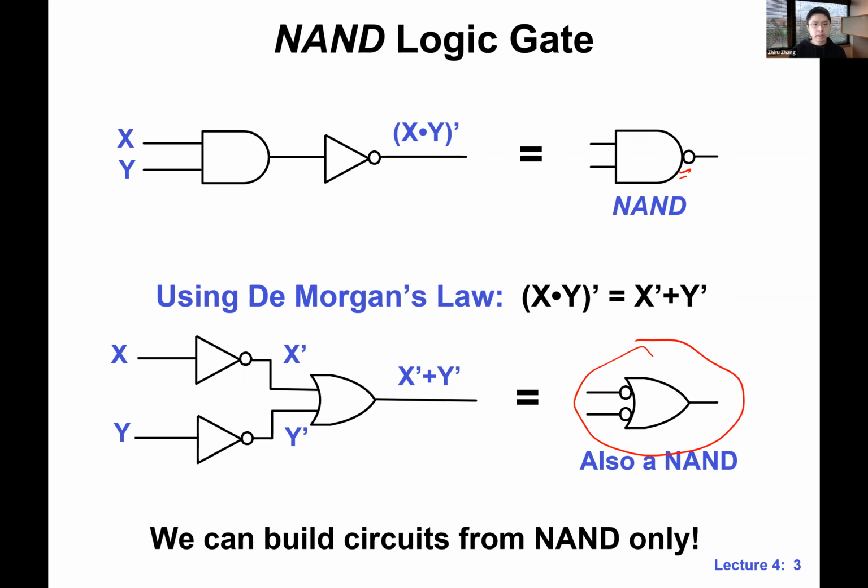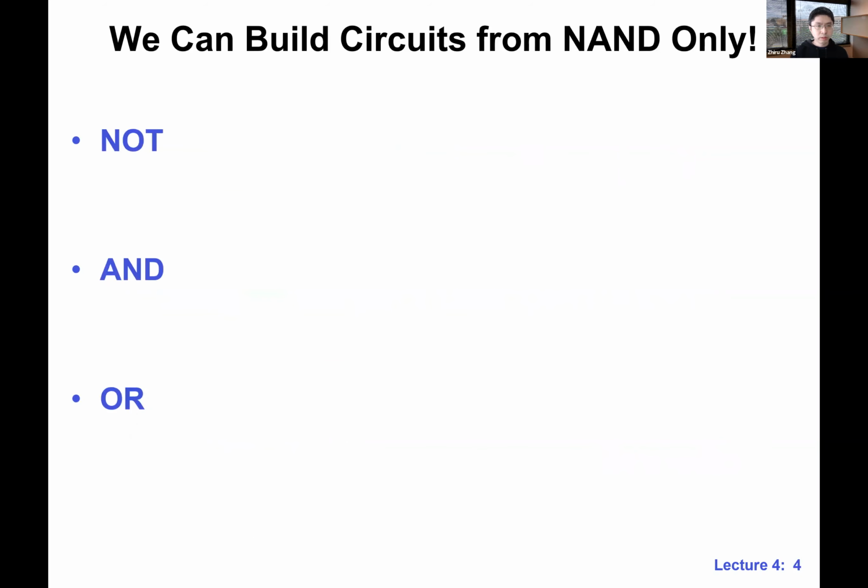The cool thing about the NAND gate is that we can build any circuit using NAND only. This is the so-called universal gate. Let me try to convince you of that. This is pretty remarkable. We can actually use NAND to build a NOT gate. So how does this work?